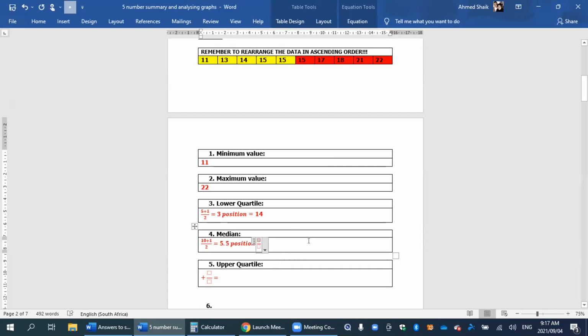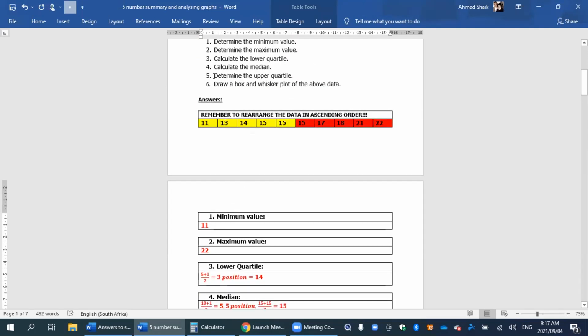So that means it's going to be 15 plus 15 divided by 2, and that will equal 15. So that tells us that our median here is 15. Remember that 15 is in between position 5 and position 6.